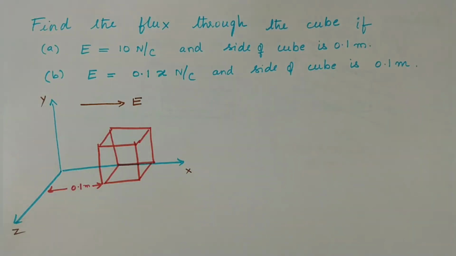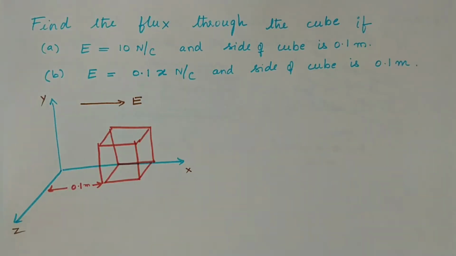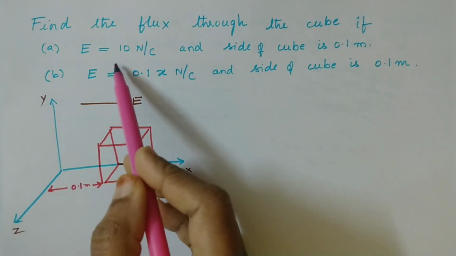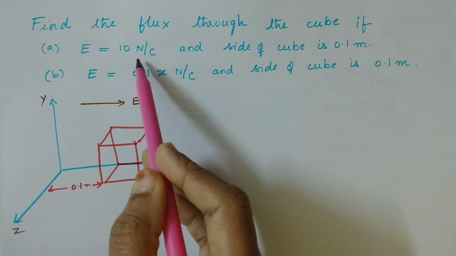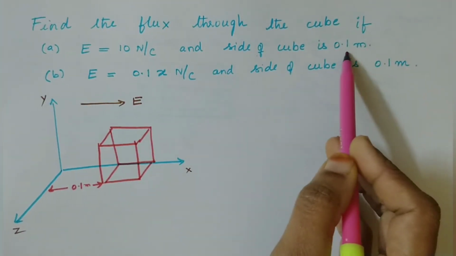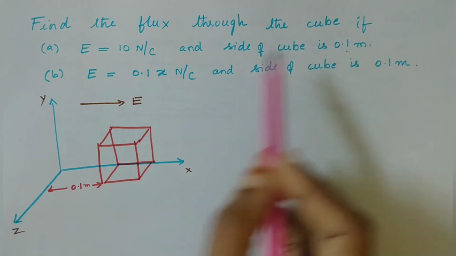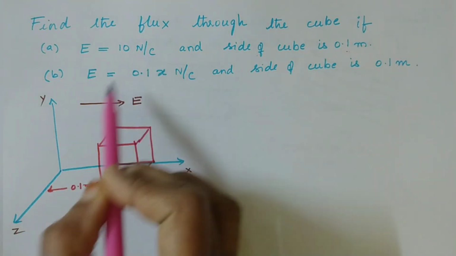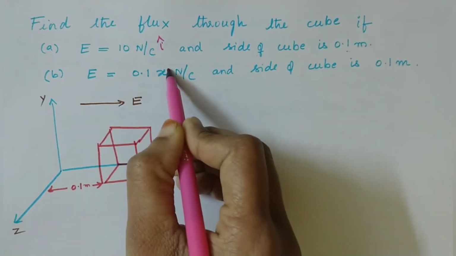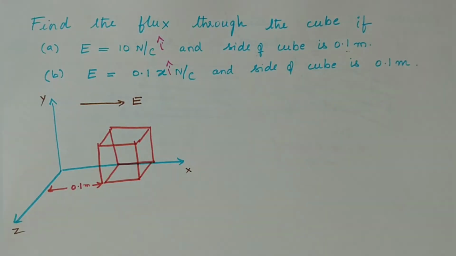Now look at the next question. Here we need to determine the flux through the cube. Given electric field is 10 Newton per coulomb and the side of the cube is 0.1 meter. And this field is acting along the x-axis. I'll give the direction, it is i cap. Here also I'll take it as i cap.